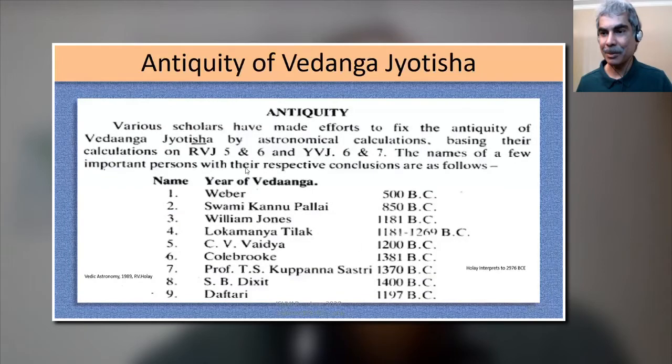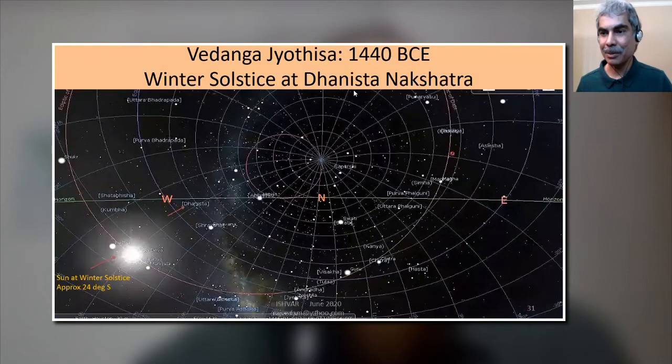Vedanga Jyotisha, for example. Several scholars try to date the Vedanga Jyotisha. However, because of a certain verse, Rig Vedanga Jyotisha 5 and 6 or 6 and 7 of Yajur Vedanga Jyotisha, we can date it to 1400 BCE. That is based on the winter solstice at Dhanista Nakshatra. This phenomenon is there in the Vedanga Jyotisha.